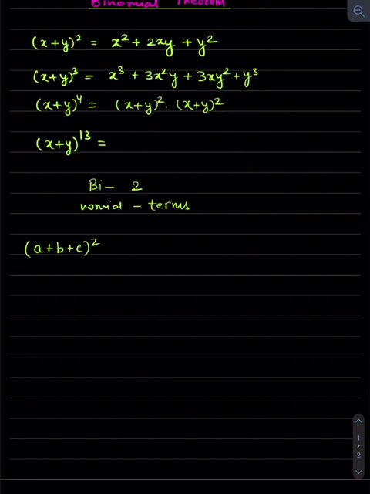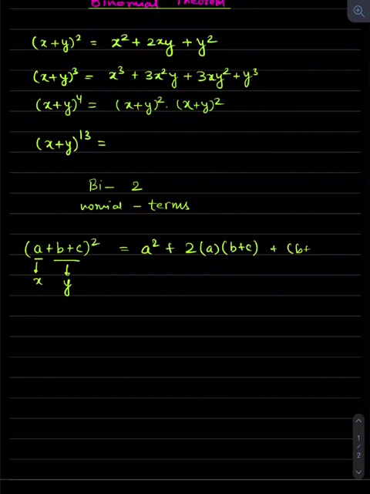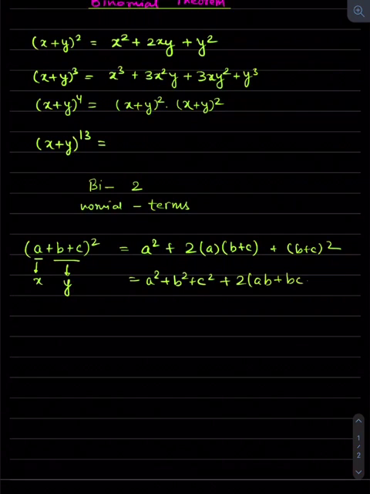Or you can use this formula only. We will consider this 2 as one parameter and this as another parameter. So if I consider a as x and b plus c as y, so we can write this. What is x plus y whole square? X plus y whole square is written here. So according to that, x is a and y is b plus c. So I will substitute in place of x a, in place of y b plus c. So this is a square plus 2a into b plus c plus b plus c whole square. So after simplification you will get a square plus b square plus c square plus 2 into ab plus bc plus ca.